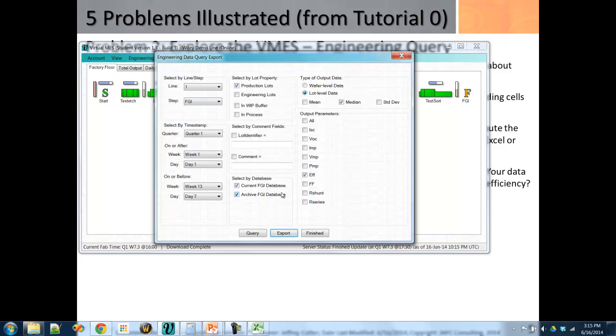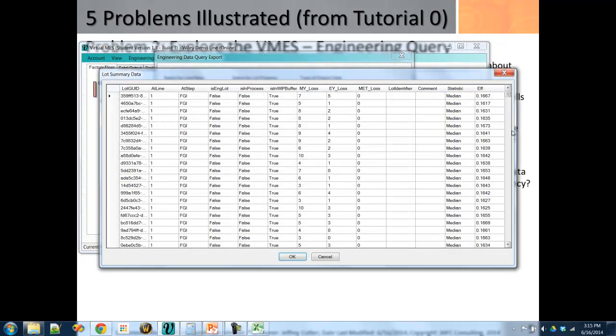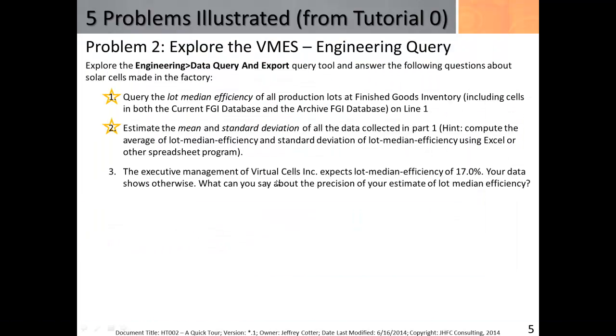We want the lot median, and we want efficiency. So once we've set up the query panel, you can click the query button, and that will show us the results of this query. The median efficiency for all lots currently at FGI. Part 2 asks, estimate the mean and standard deviation of all the data collected in Part 1.